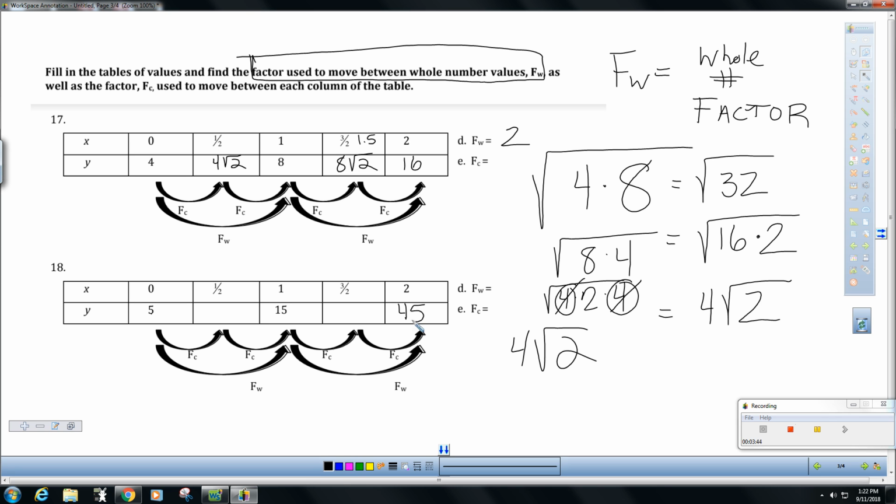Oh, excuse me, I didn't finish this. The answer to FC, which is our, FC must be our, I don't know what C is. I don't know, half. It doesn't matter. I'll just follow the directions. So here, our F whole number is 3. Now I would almost guarantee you that to get halfway there, you're going to multiply by radical 3 here. That's my guess. But I don't know. I've never done this.